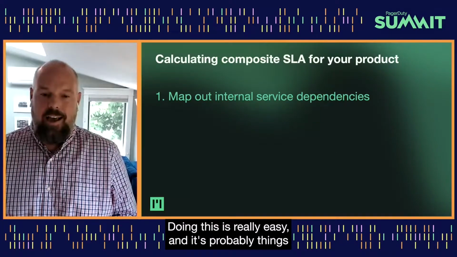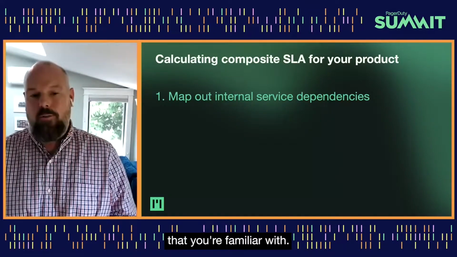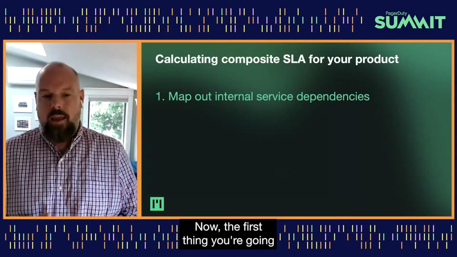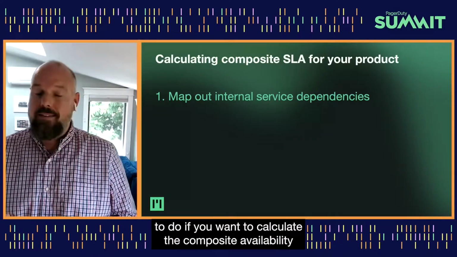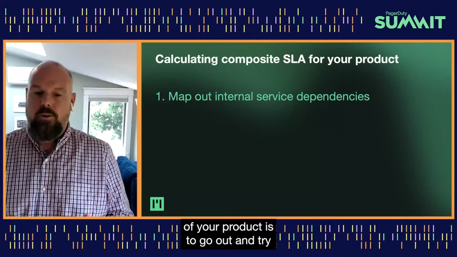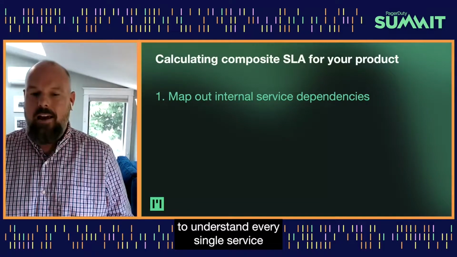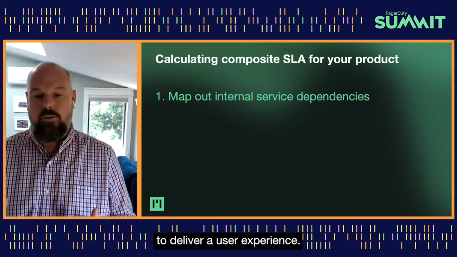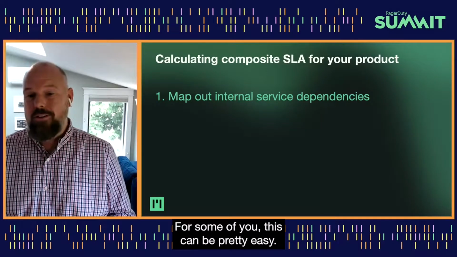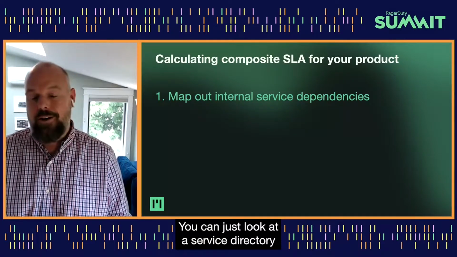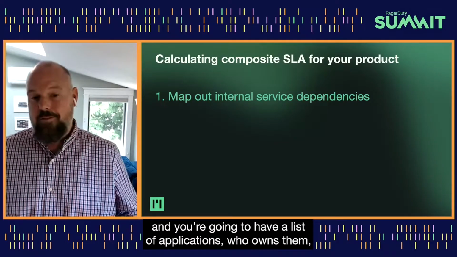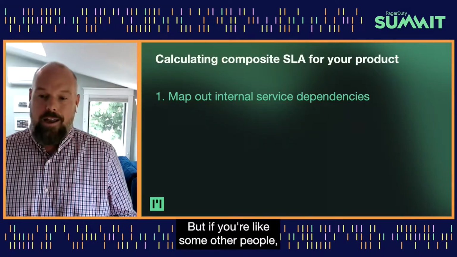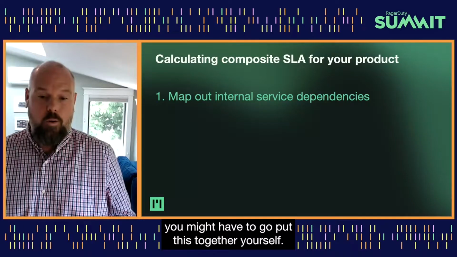Doing this is really easy, and it's probably things that you're familiar with. But I hope I can point out a few things that you maybe didn't expect or think about. Now, the first thing you're going to do if you want to calculate the composite availability of your product is to go out and try to understand every single service within your organization that your product relies on to deliver a user experience. For some of you, this can be pretty easy. You can just look at a service directory and you're going to have a list of applications, who owns them, what's their availability, and what depends on them. But if you're like some other people, you might have to go put this together yourself.